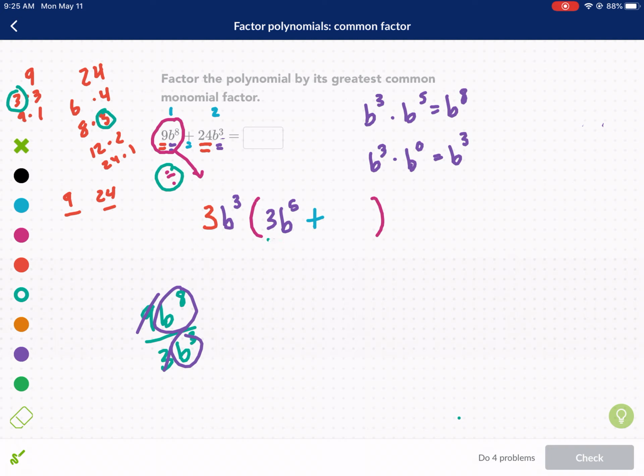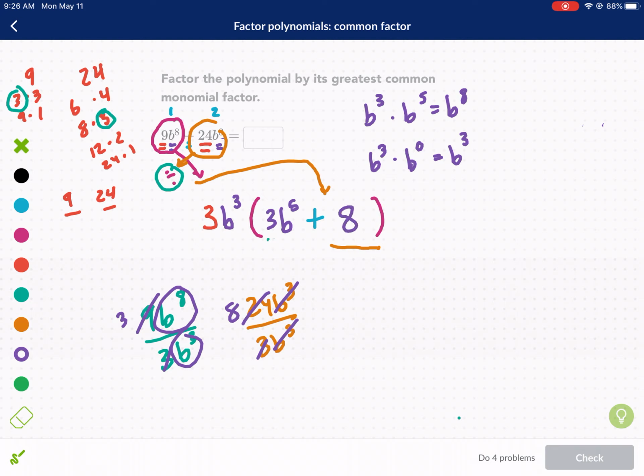Okay, same thing. We're going to take the second term and divide it again, and that answer is going to go there. So we do 24b cubed divided by 3b cubed, which is our greatest common factor. We can cancel 24 with a 3, and that gives us 8. Over here was 3, sorry, I didn't write that. And then the b cubed cancels with the b cubed, and we're not left with anything. So it's just going to be 8 here.